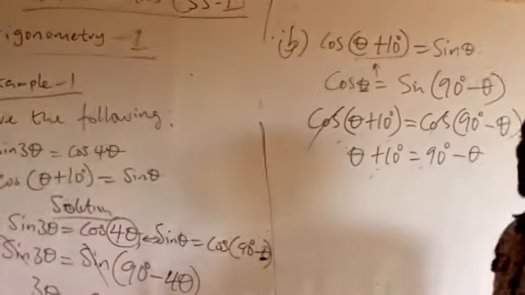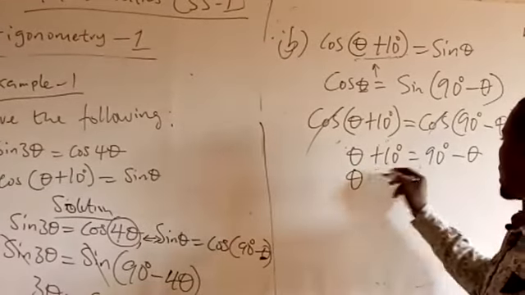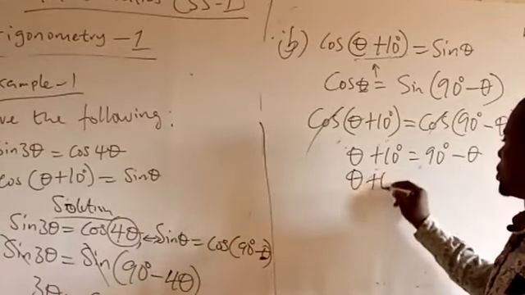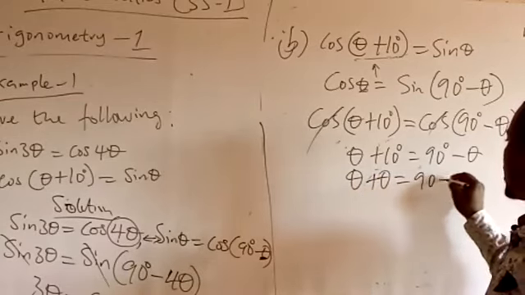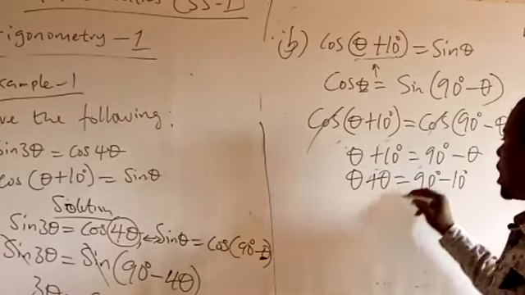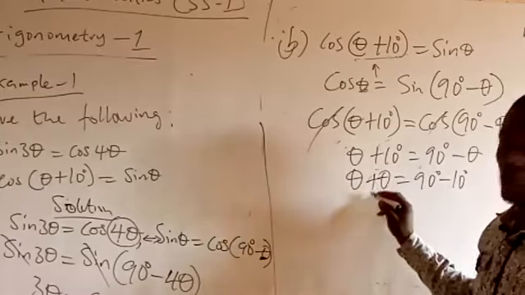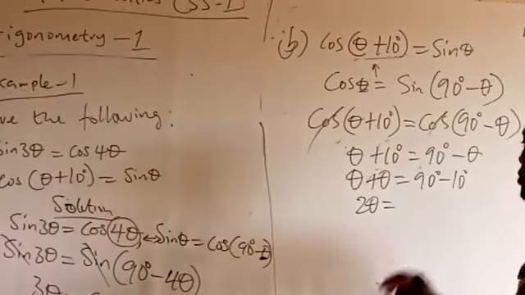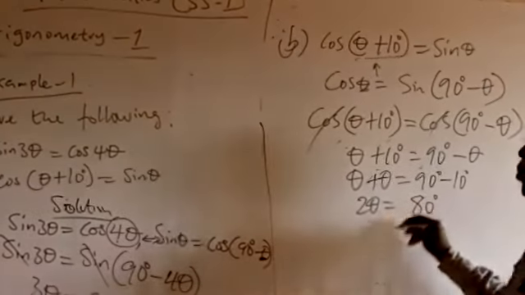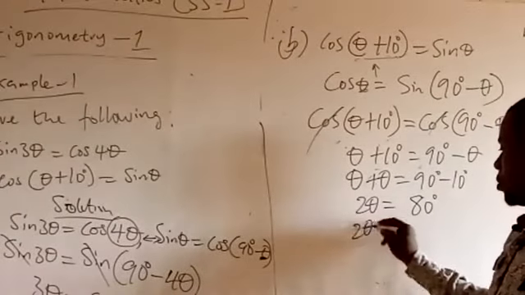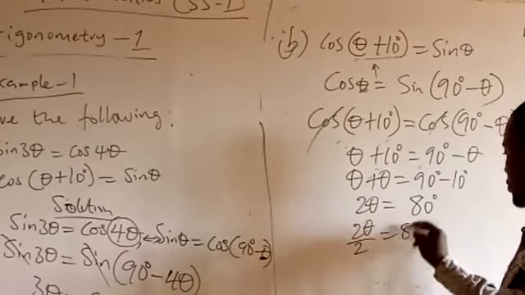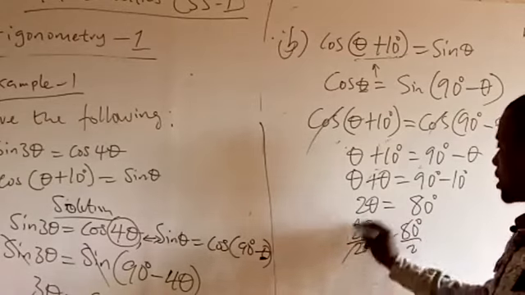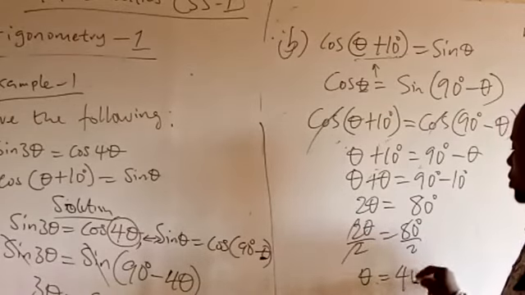Collect like terms. Now theta goes this way, becomes plus theta, equals 90 minus 10 degrees. Now theta plus theta gives you 2 theta. So 2 theta equals, subtract 10 from 90, we have 80 degrees. So that is divided by 2. You get your theta over 2, this cancels this. So theta equals what? 40 degrees. So that's the value of theta.